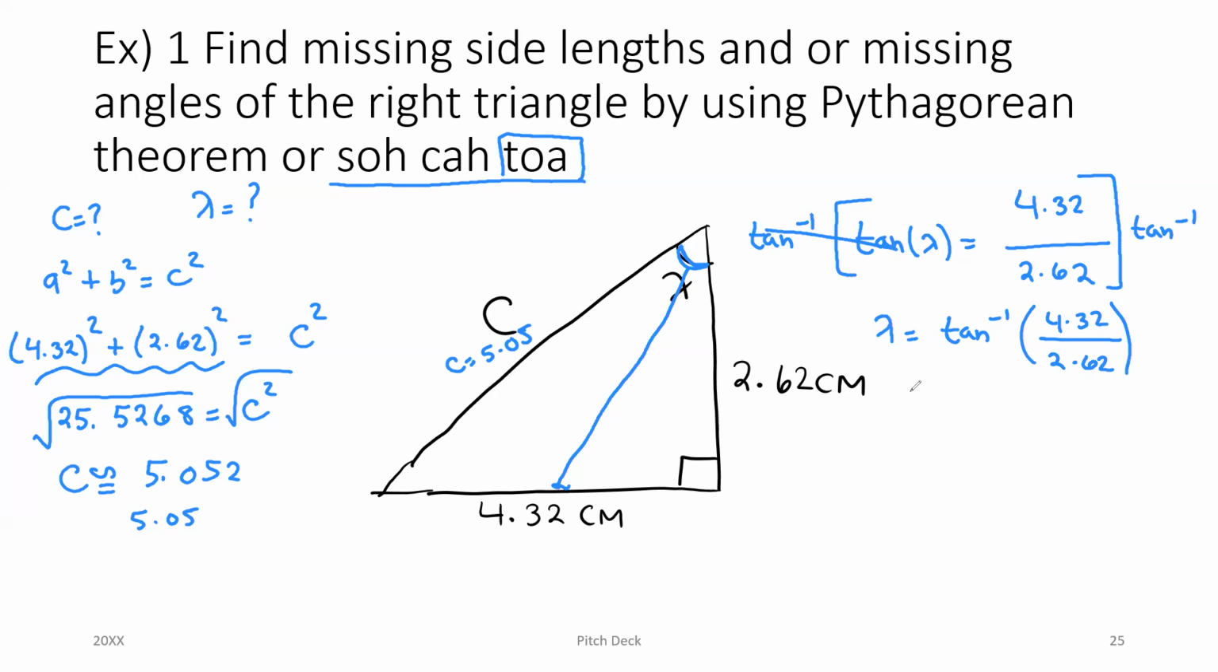Now what we're going to do is put it in the calculator. And I get 58.763. So lambda is going to be, let's just round it to 2 decimal places, 58.76 degrees.